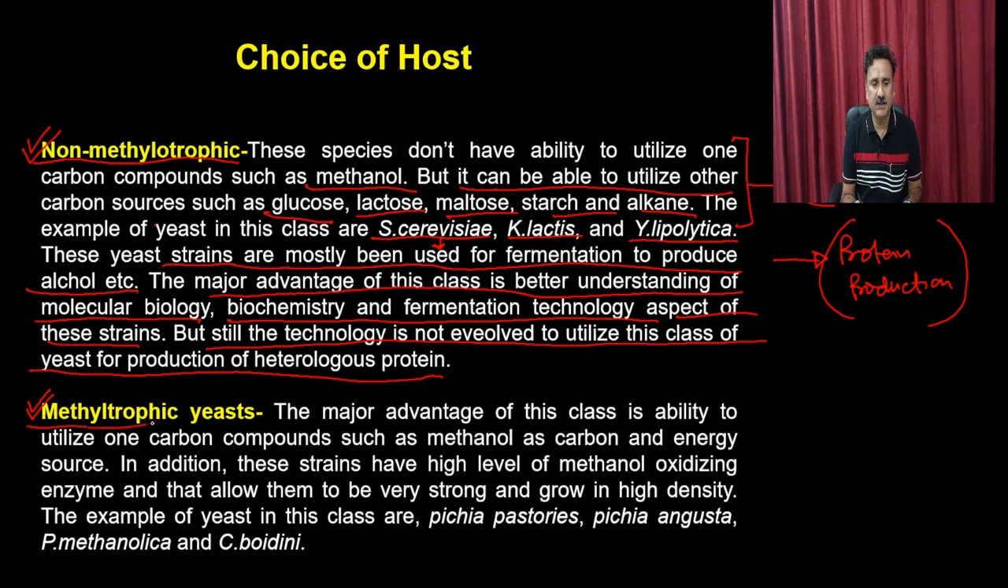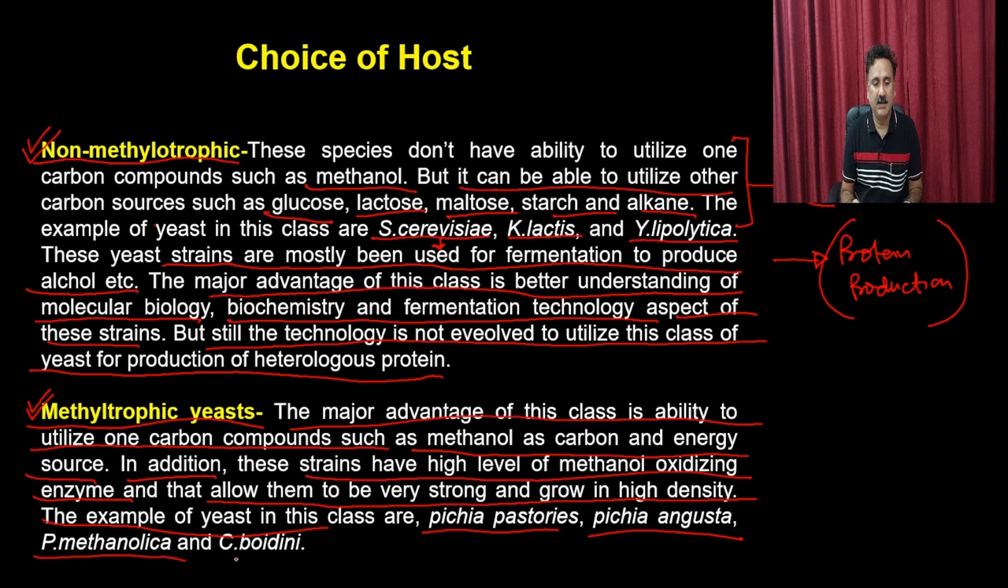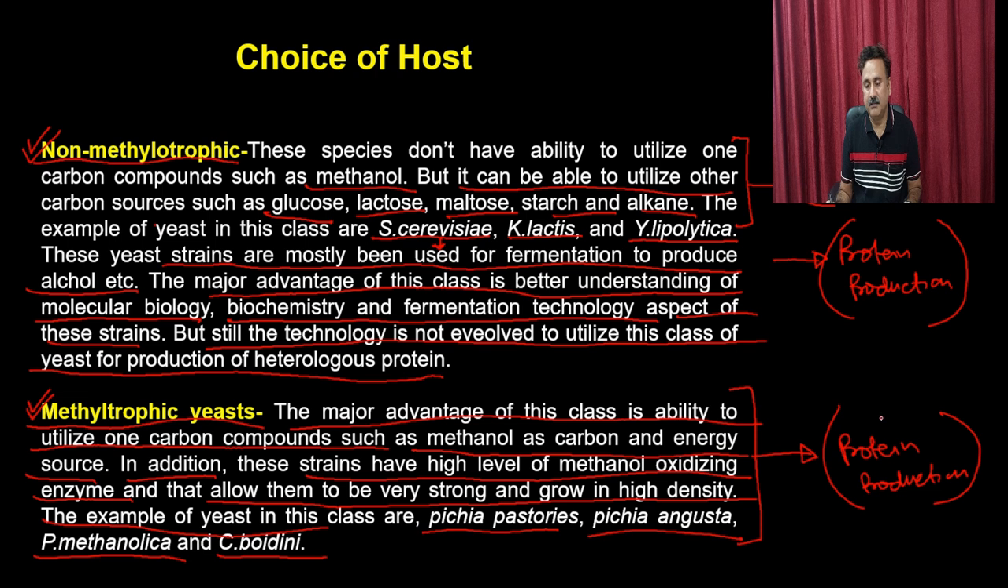Then we have the methylotrophic yeast. The major advantage of this class is the ability to utilize a one-carbon compound such as methanol as a carbon and energy source. In addition, these strains have a high level of methanol oxidizing enzyme, and that allows them to be very strong and grow to very high density. Examples of yeast in this class are Pichia pastoris, Pichia angusta, Pichia methanolica and C. boidinii. These are the strains used in protein production because they use methanol, and their complete machinery has already been developed, and they are resistant to harsh conditions. So, they are good for protein production.